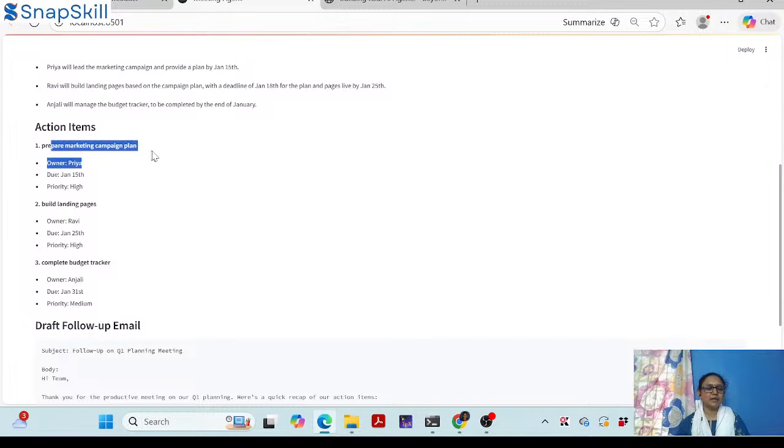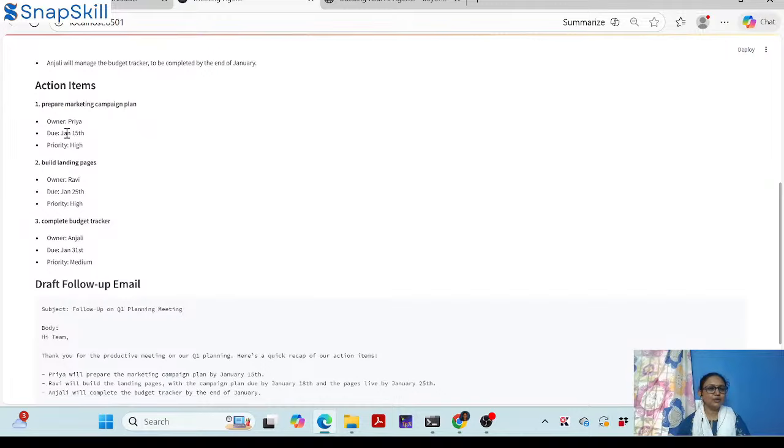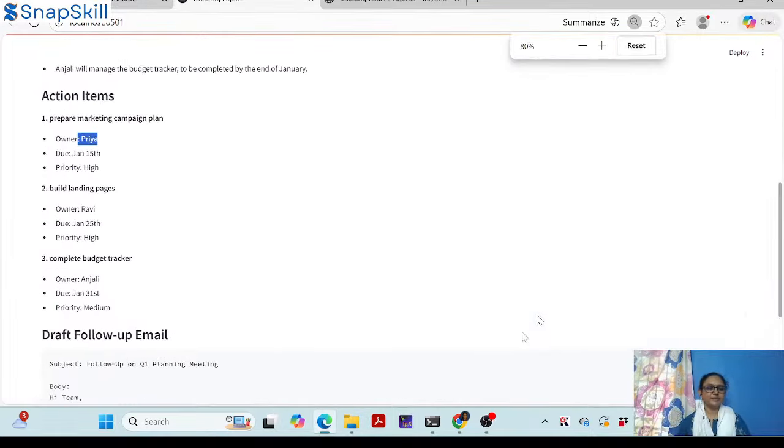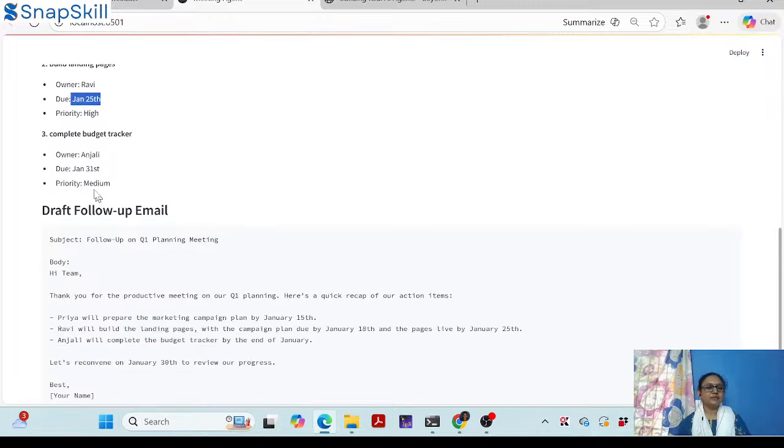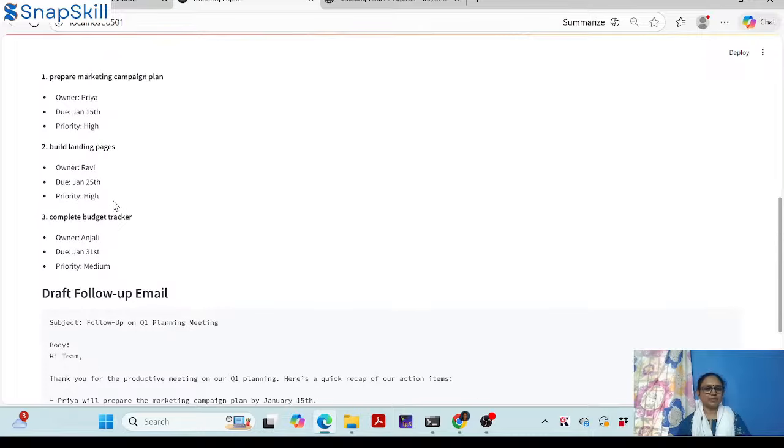See, prepare marketing campaign plan. Then who is the owner? Owner is Priya. Then Ravi. Okay, owner is Ravi. What is the due date? After that, complete budget tracker. Owner is Anjali. And what is the due date? What is the priority? Okay.